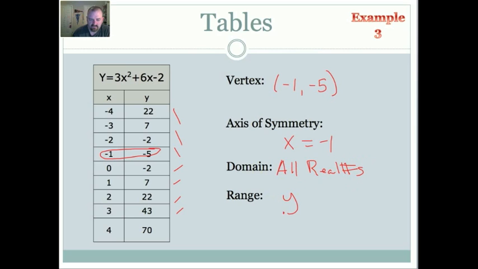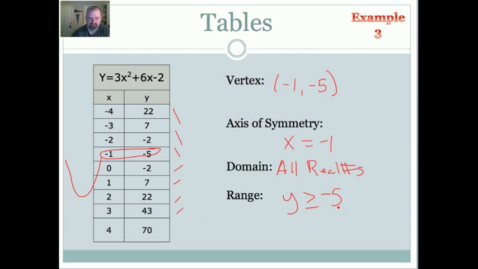And our range, well, let's take a look and think about what this graph is going to look like. It's going to start at 22 and start coming down, hit that bottom point, go back up. That means we're going to have y is greater than or equal to, and our vertex is negative 5, so y is greater than or equal to negative 5.